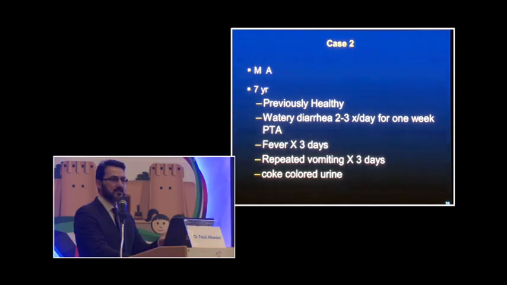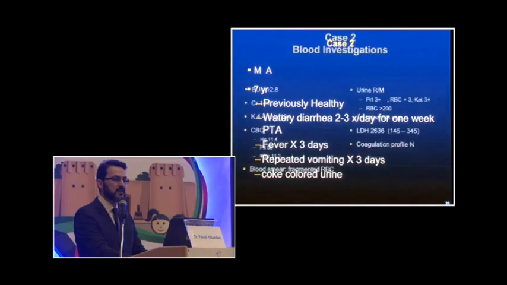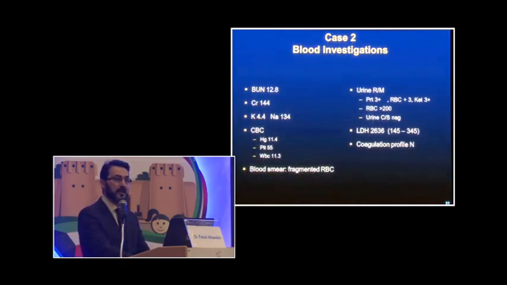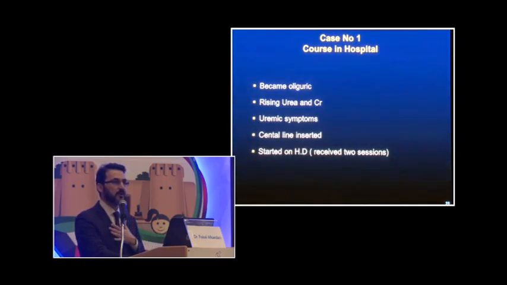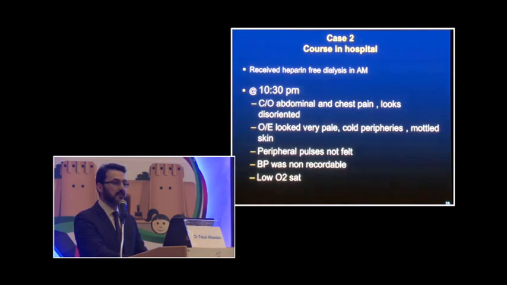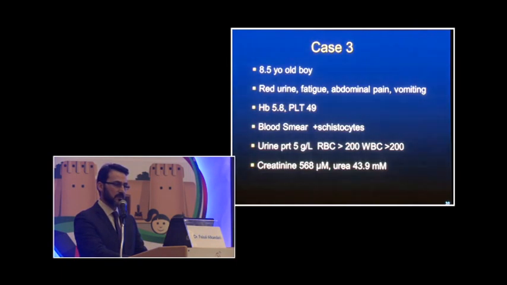The second case, again, presented typically with the same kind of picture, but unfortunately, again, we didn't have the eculizumab, and we thought that this is just a typical HUS, and unfortunately, this child ended up with pulmonary hemorrhage, and the patient died. The third patient, we were more lucky, so he presented with the HUS.